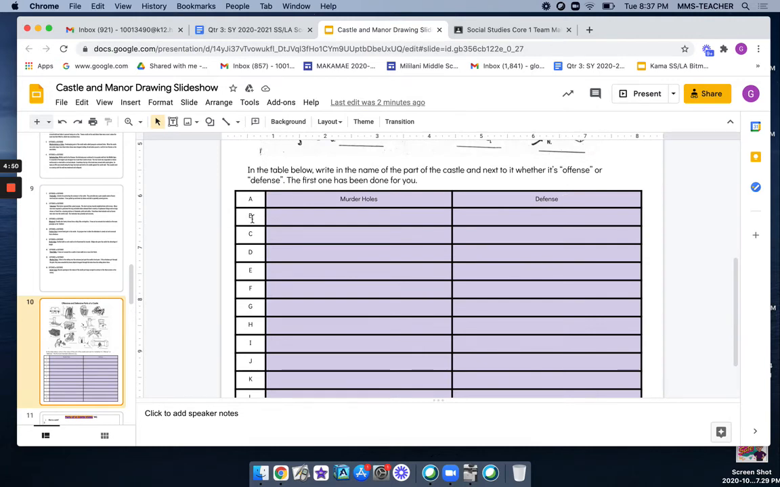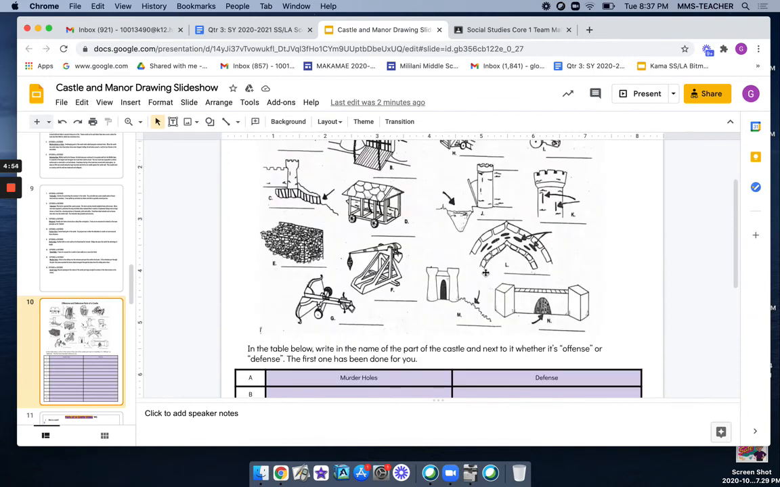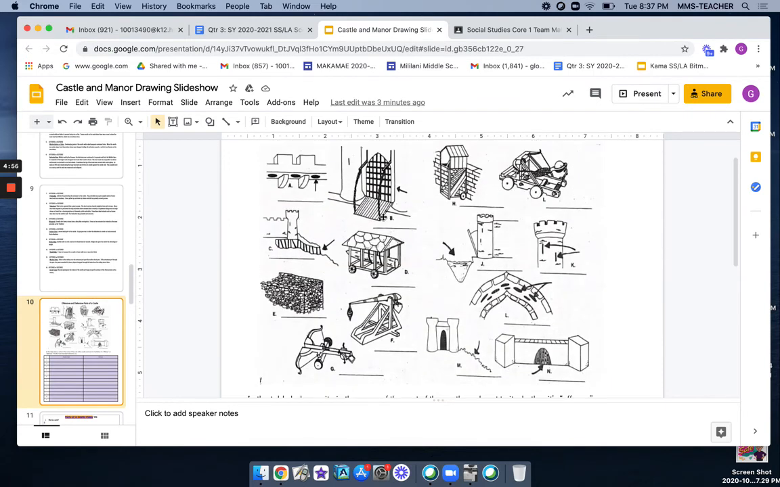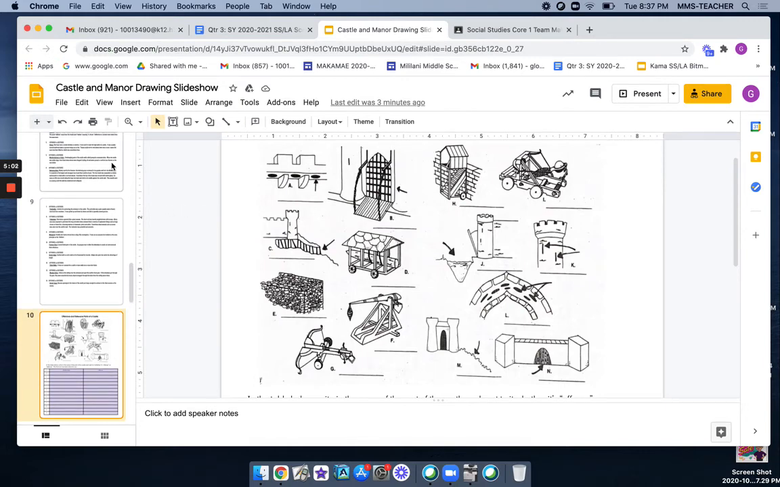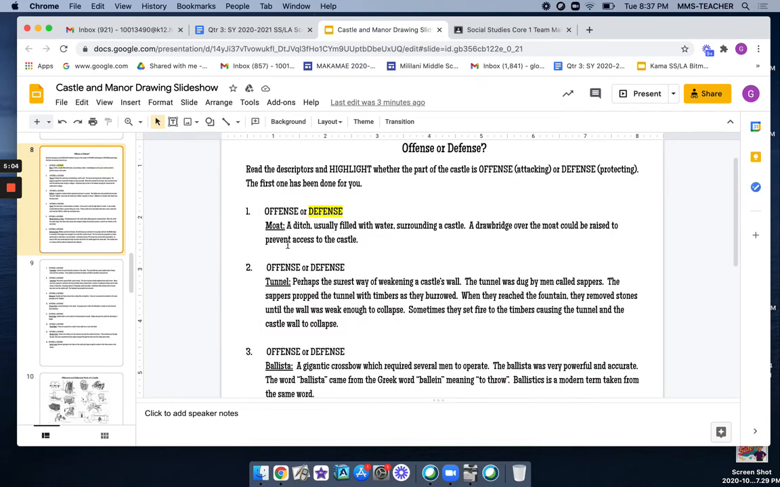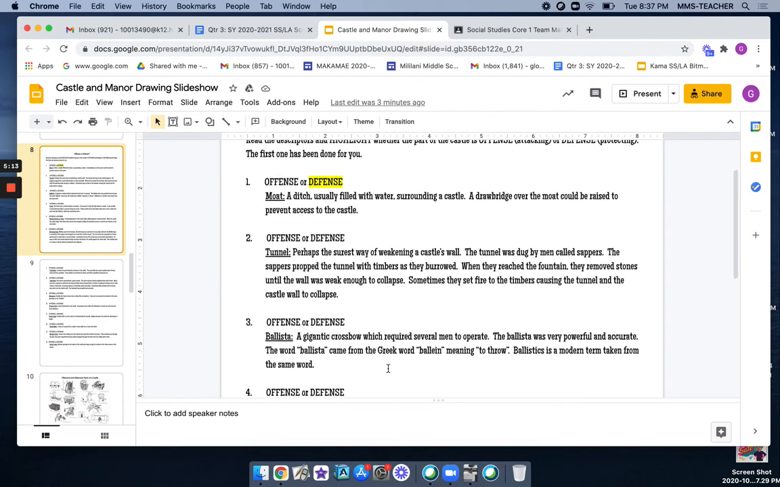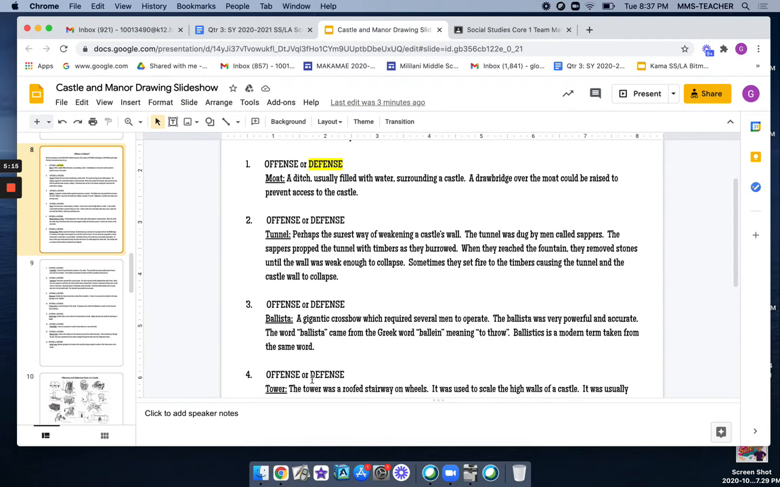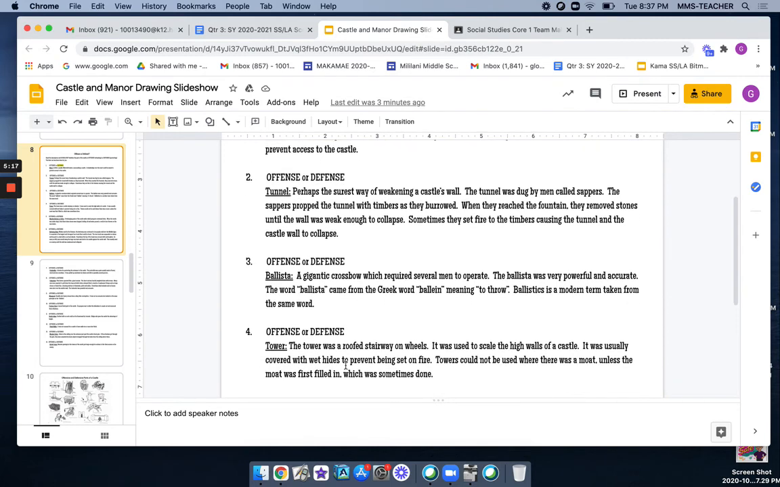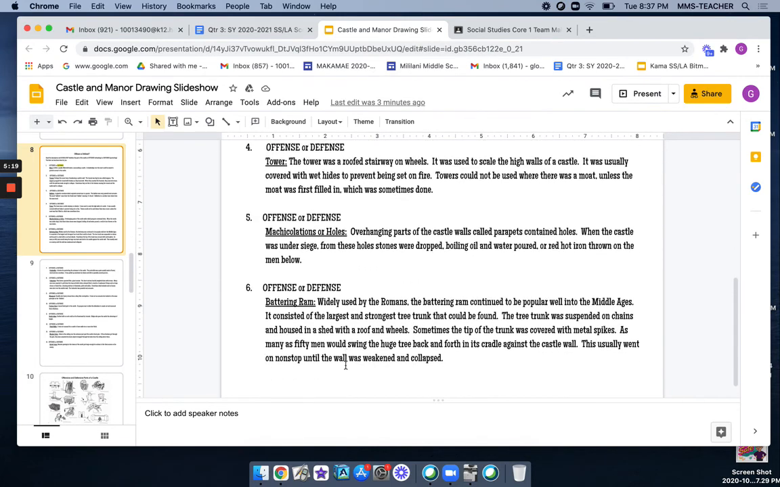The next thing you're going to do is look at letter B. The letter B illustration is this. Take a look. What do you think it is? Then you're going to go through the descriptions. Is it a moat, which is a ditch filled with water? No. So you're going to go through each of them, try to determine what it is, and then write it down. That's what you're going to be doing for today.